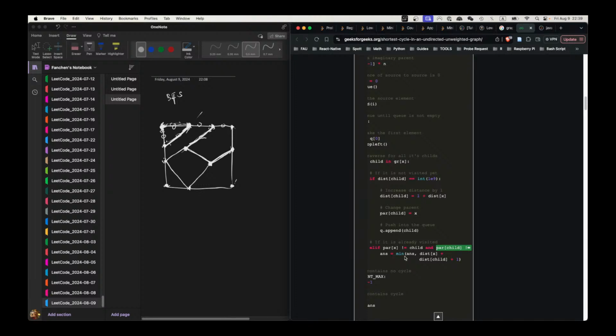Then the length will be the distance to x plus the distance to child, because we visited already, and then plus 1.